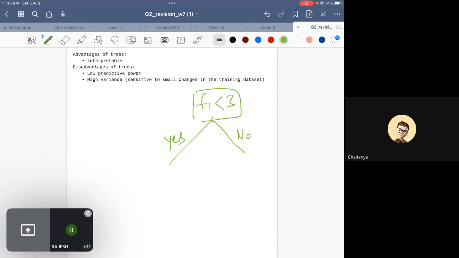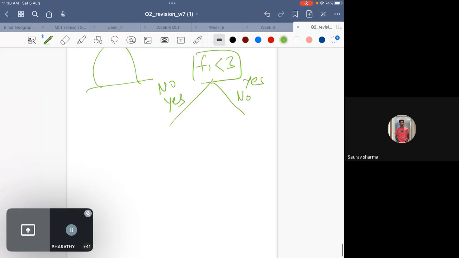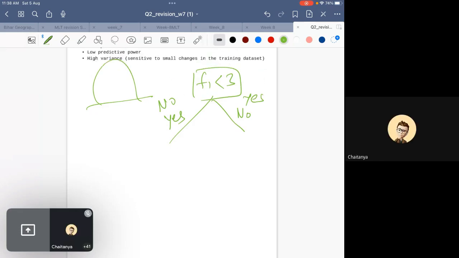Like anything can happen. You can write no here also, yes here also, that doesn't make any difference. You're just splitting those, right? That's why we have entropy, which is symmetrical about some value, right? Okay. Here they are asking x less than v. Yeah, x less than v, right?